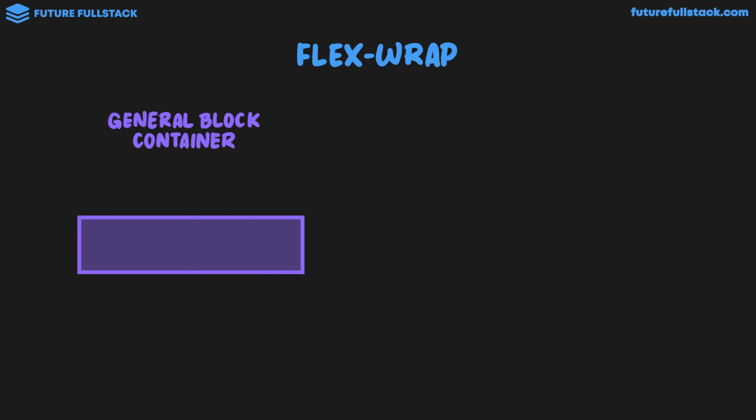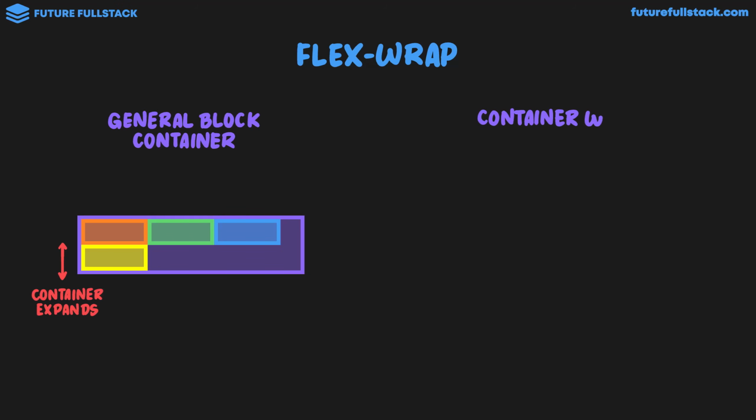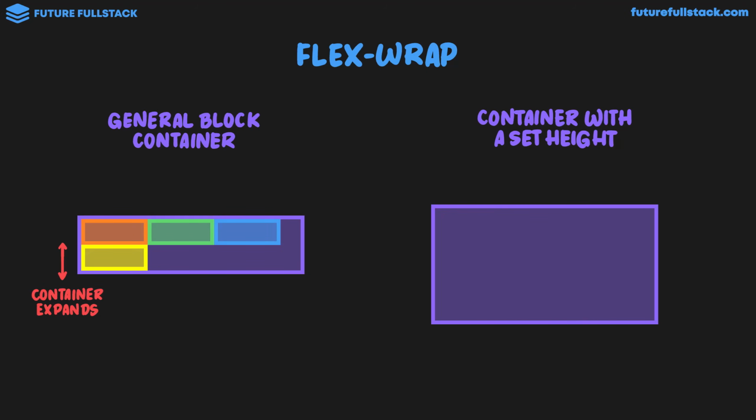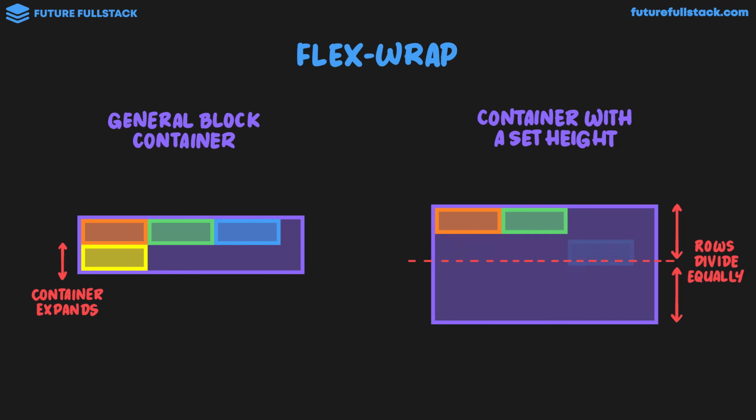The way flex wrap works here is that our flex items will appear next to each other, and to fit the flex item that is going to wrap onto the next line, the flex container expands. Looking now at a flex container with a set height, like this one here, when the flex items wrap, there's actually a line dividing the flex container in two, so the rows divide equally. Our flex items will appear as usual, and then the flex item which we're wrapping onto the next row will appear at the start of the divided row.